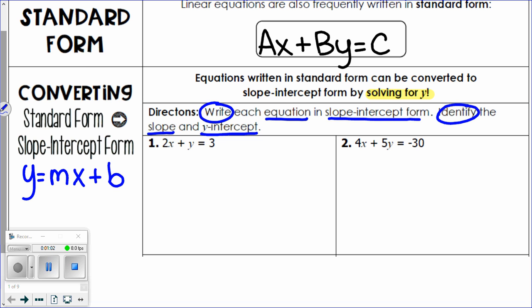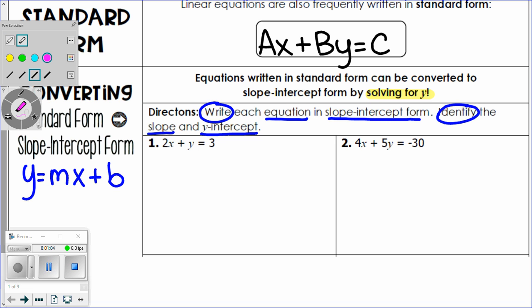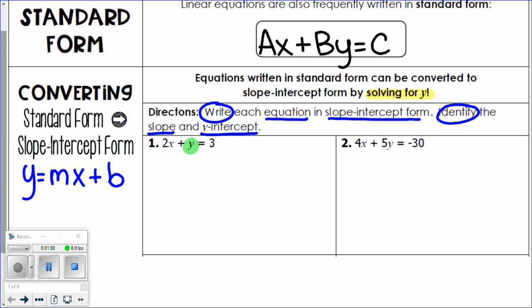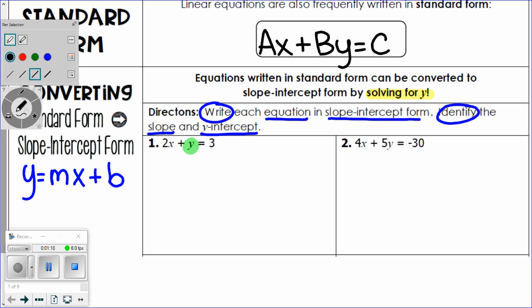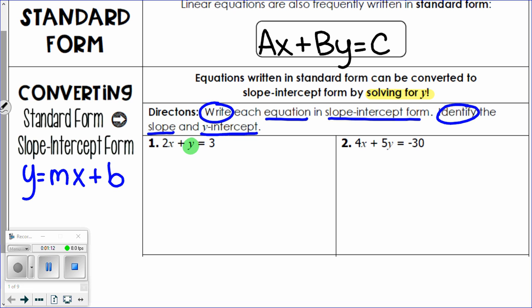Okay, so if we're looking at question 1, we want to get this y all by itself. So we want to move or get rid of that 2x. Currently it's positive, so the opposite is to subtract 2x. Whatever we do to one side, we have to do to the other. These cancel. Bring down your y equals.